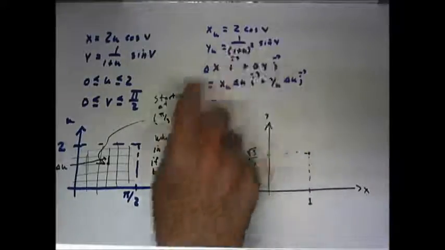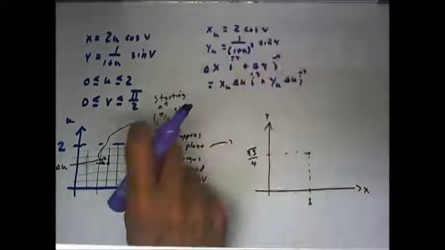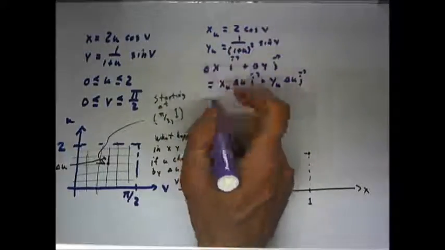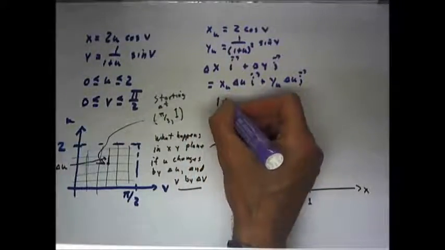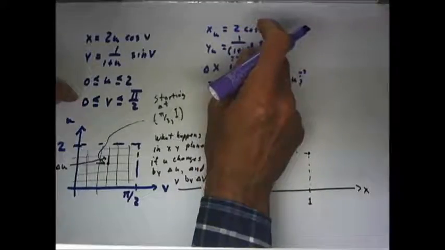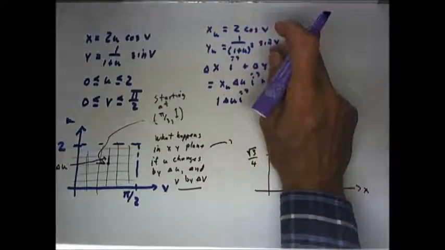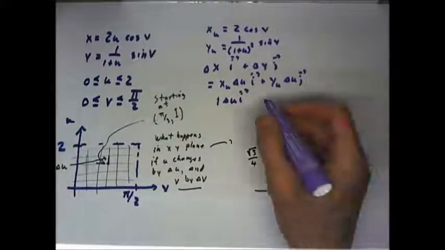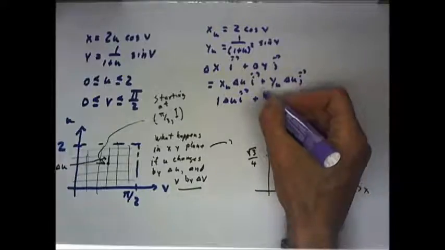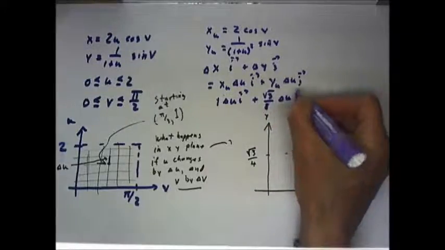Now evaluating these expressions at v equals pi over 3, u equals 1, x_u is 2 cosine v, which would be 2 times the cosine of pi over 3, and the cosine of pi over 3 is 1/2, so x_u is just 1. And y_u is 1 over 1 plus u squared times the sine of v. Well, u equals 1, so that's 1 over 2 squared, 1/4. Sine of v is the square root of 3 over 2. So we have 1/4 times square root of 3 over 2, that would be 1/8 the square root of 3. Square root of 3 over 8 times delta u j.